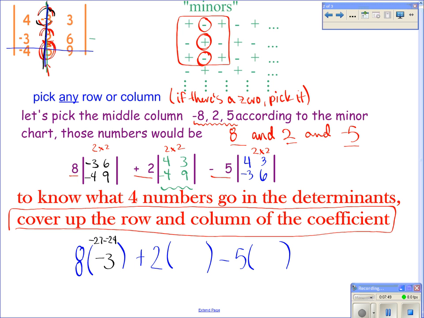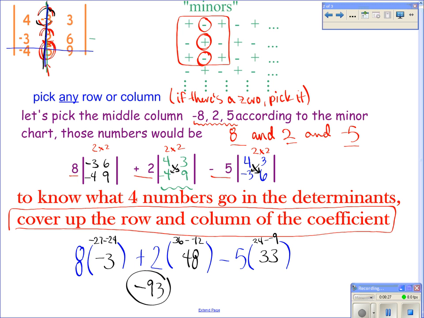-3? Yes, -3. All right, this one we multiply diagonally. So we've got 36 minus -12. And then we multiply here. 24 minus -9, 33. Now we put that whole thing in your calculator, and we get -9. So that would be the determinant of that 3 by 3 matrix.